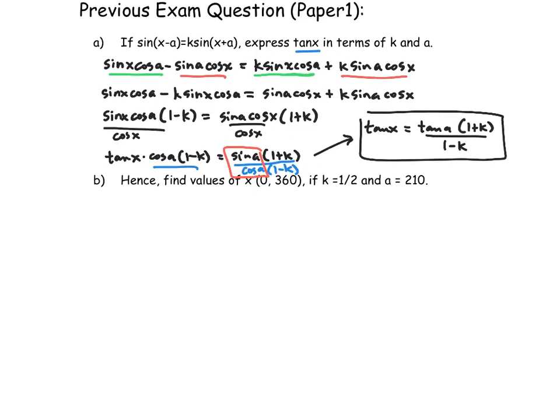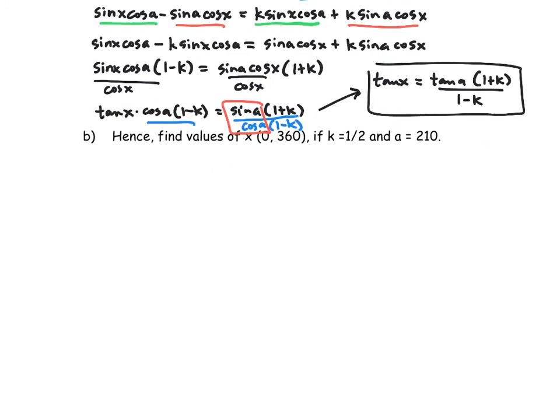Now, in part b, since I've shown something in part a, I can use it with the word hence here. I'm going to use that to find a value or values of x between 0 and 360 if k equals a half and a equals 210. So we're basically just going to solve using what we now know. If a equals 210 and k equals 1 half, then 1 plus 1 half is 3 halves, and 1 minus a half is a half. So tangent x, the 1 half will cancel with the 1 half up there, and I'll just get 3 times the tangent of 210.